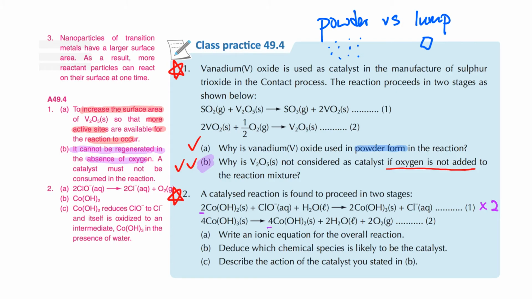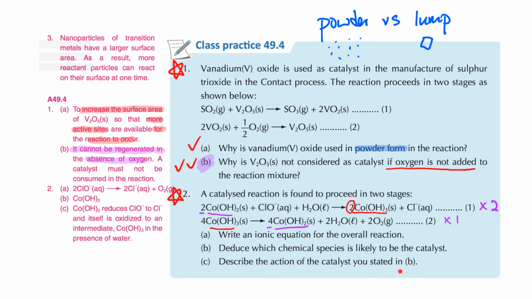So now for the overall equation, you just multiply the first equation by 2, and the second one by 1, and you just combine them. Then you will find that the cobalt 2 hydroxide will be eliminated, while the intermediate, cobalt 3 hydroxide, can also be eliminated, because after that this one will become 4. Deduce which chemical species is likely to be the catalyst. So the cobalt 3 hydroxide is an intermediate. This one, the cobalt 2 hydroxide, is the catalyst.